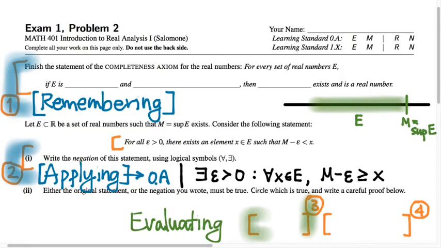And then let's follow Nicole's advice here, and let's look at the negation. And the negation says there exists an epsilon greater than 0 such that for all x in E, so every element in this shaded set, m minus epsilon is greater than or equal to x. So where would m minus epsilon be on this picture? Where would the number m minus epsilon live if epsilon is positive and m is here?